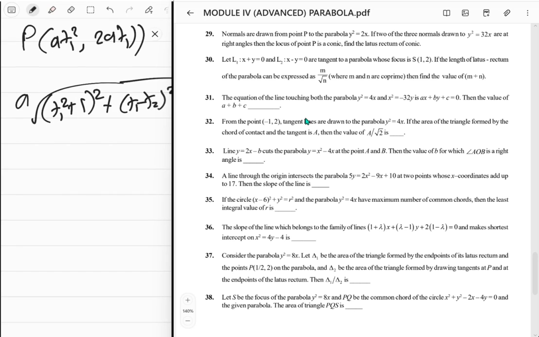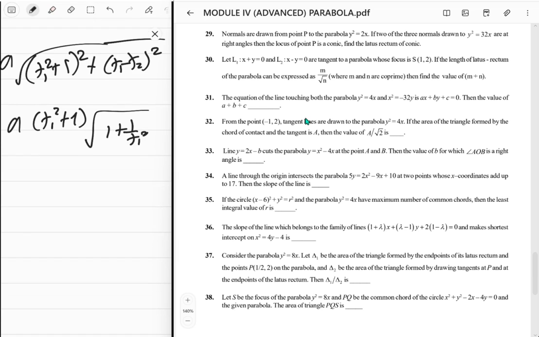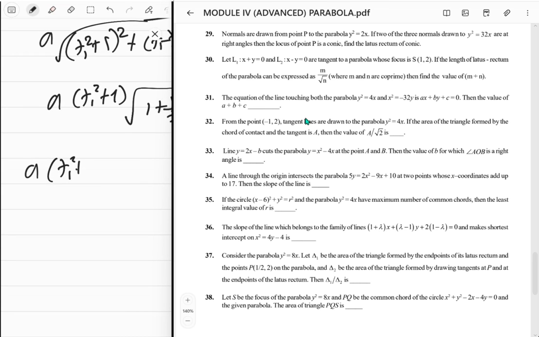right? But you know, t2 is just 1 upon t1, so it's like (t^2 + 1)^2 upon t1 squared. So basically it's like a(t1^2 + 1), and then you got square root of 1 plus 1 upon t1 squared, which, yeah, a times (t1^2 + 1)^(3/2) upon t1. That should be the thing, right? Seems like that. Okay, that's this distance.